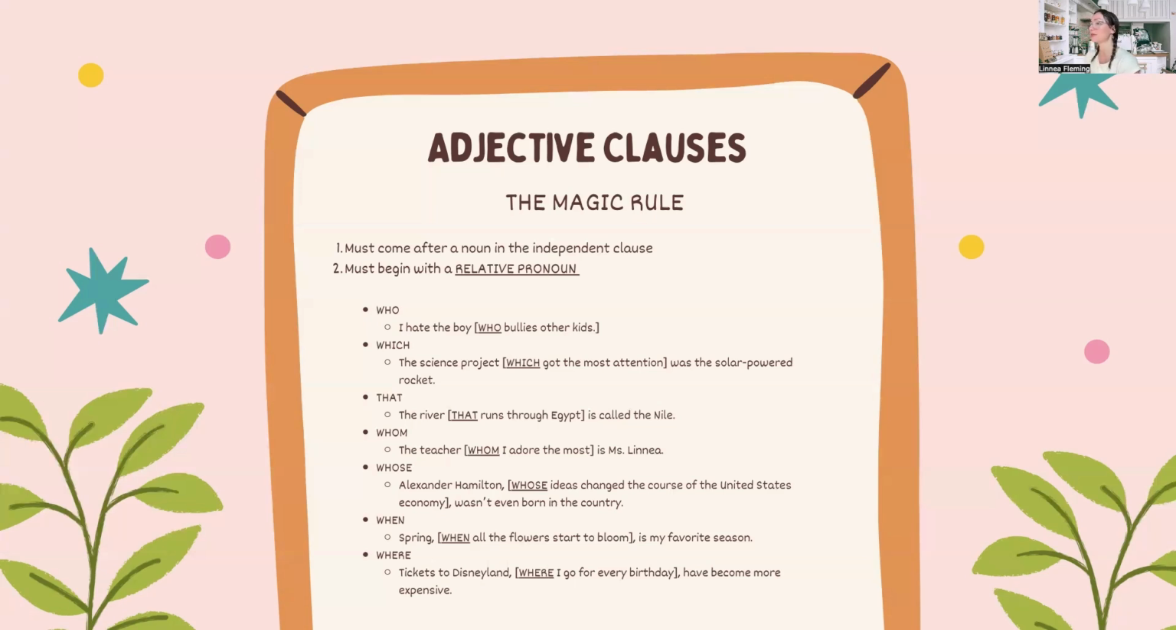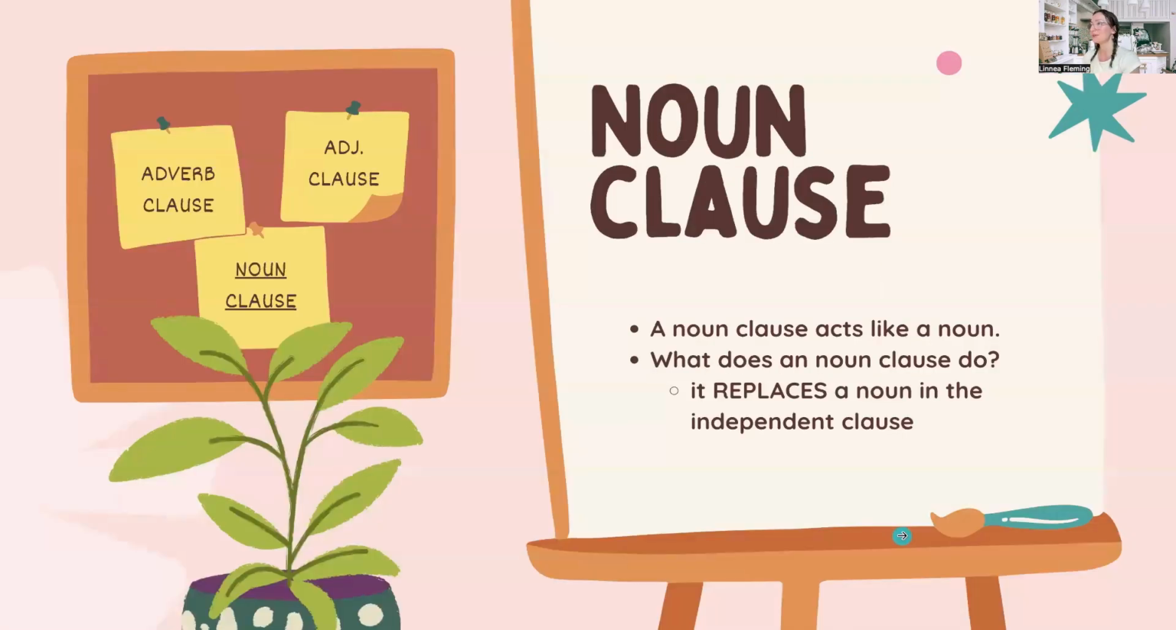Spring, when all the flowers start to bloom, is my favorite season. That way your writing becomes more personal and stylistic. If you're wondering how to get more style in your writing, an adjective clause helps to show the reader what you think about that noun, and that adds more style. Well, that was fast. I think adjective clauses are really easy because they have to come after a noun. So it's just a lot more obvious.